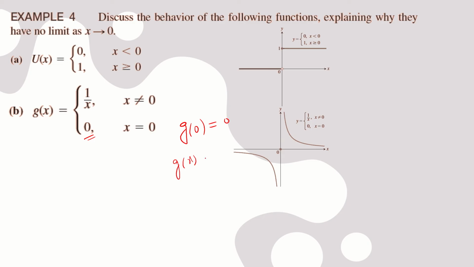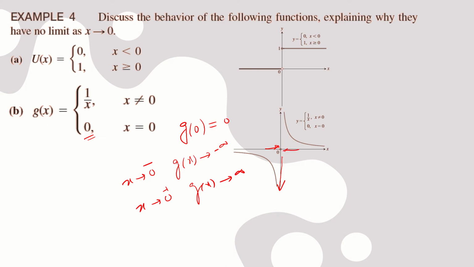Whereas if we want to check the behavior of this function as x goes to 0 from the left side, g of x is going towards minus infinity. You can observe that from the graph. As we approach 0 from the left side, the graph is going towards minus infinity. Similarly, if you approach 0 from the right side, the function is approaching plus infinity.